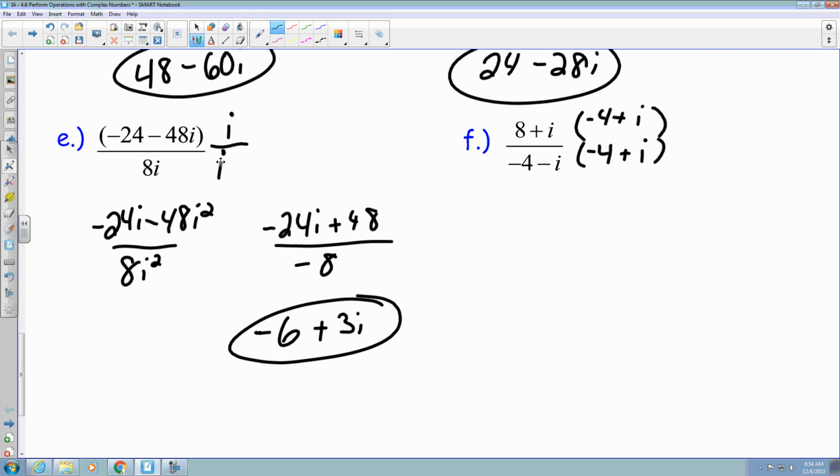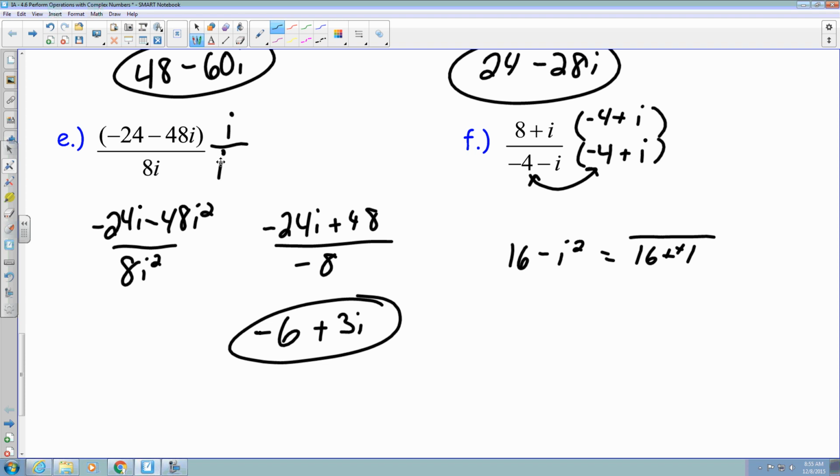So if you were to FOIL out the denominator, it's going to give us negative 4 times negative 4, which gives us a positive 16, and then it's going to be minus, and then i times i is going to give me i squared, which we know is negative 1, so that's going to give me 16 minus the negative 1, which is 16 plus 1.